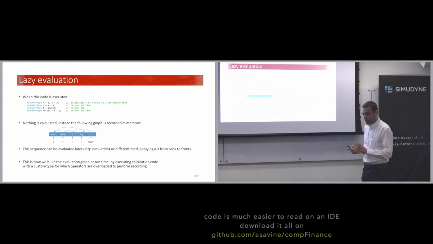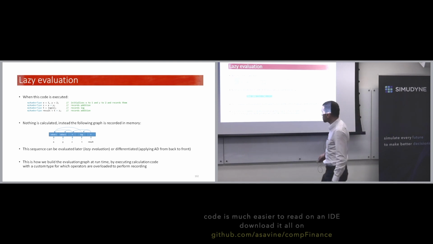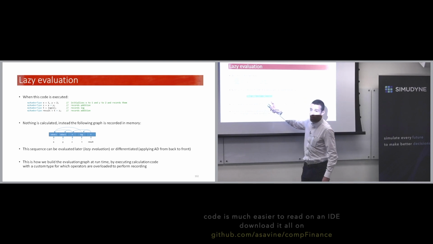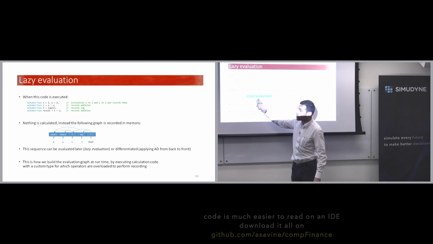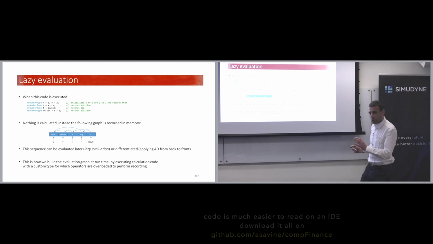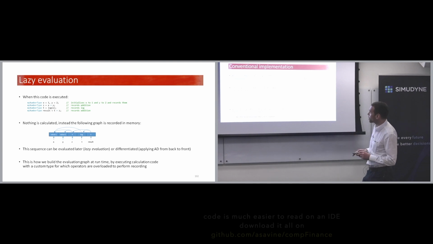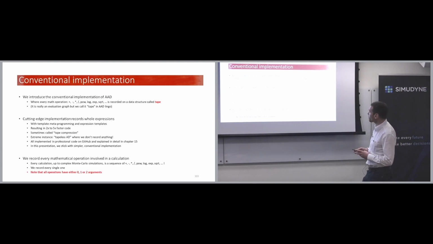Lazy evaluation is cool because that's how TensorFlow, for instance, sends stuff onto GPU efficiently. So lazy evaluation is good, but more importantly for us, once the sequence of operations is known and recorded, we can backpropagate derivatives through it and calculate all the derivatives of a calculation very efficiently. That's the main point for us in this presentation. But lazy evaluation is another application.